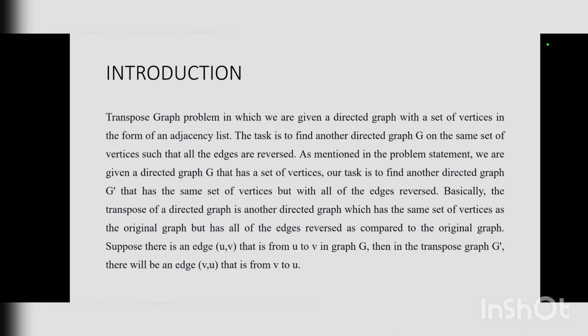vertices. Our task is to find another directed graph G' that has the same set of vertices but with all the edges reversed. Basically, the transpose of the directed graph is another directed graph which has the same set of vertices as the original graph but has all the edges reversed as compared to the original graph. Suppose there is an edge (U, V), that is from U to V in graph G, then in the transpose graph G' there will be an edge (V, U), that is from V to U.